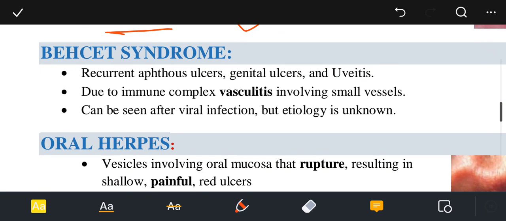What is Behcet syndrome? Recurrent aphthous ulcers, genital ulcers, and uveitis. It is happening due to immune complex vasculitis involving the small vessels. It can be seen after viral infections, but the etiology is unknown.